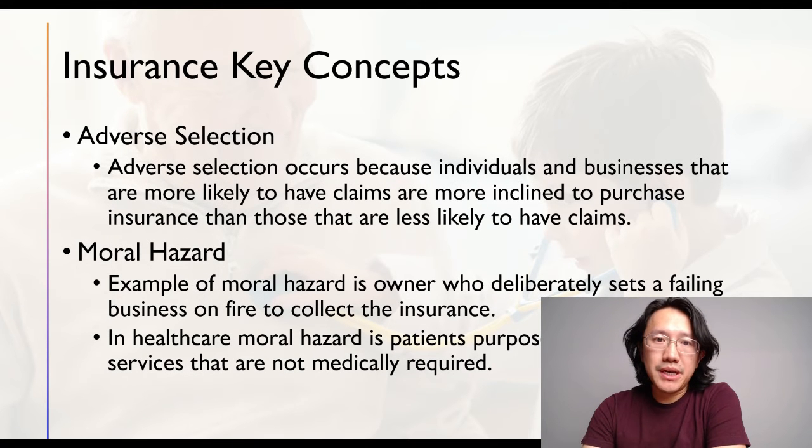Adverse selection occurs because individuals and businesses that are more likely to have claims are more inclined to purchase insurance than those that are less likely to have claims. So higher risk people tend to purchase insurance.